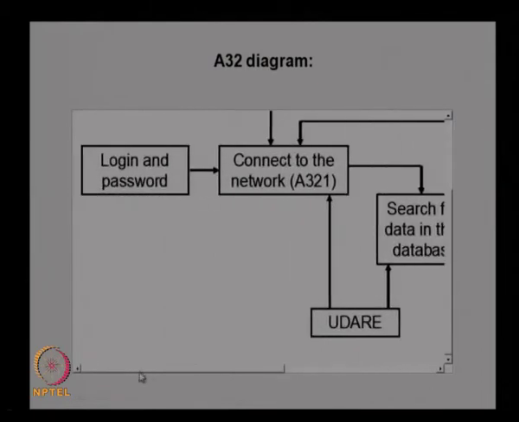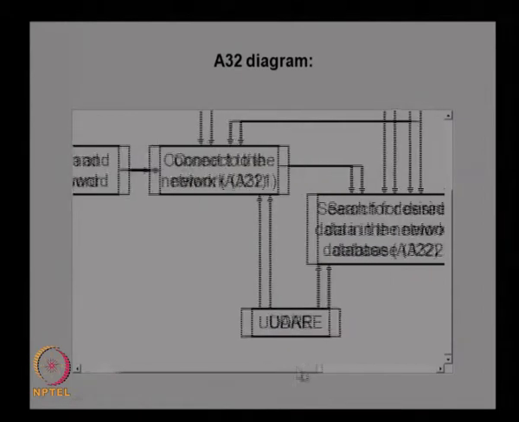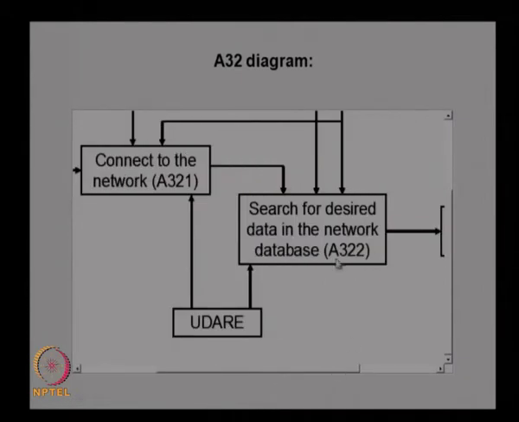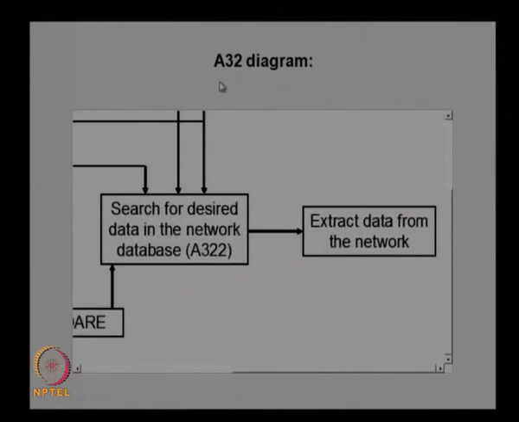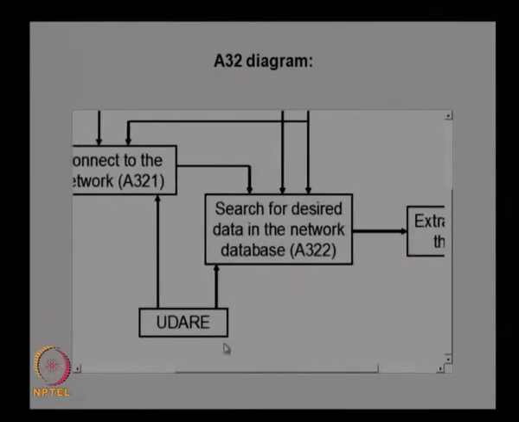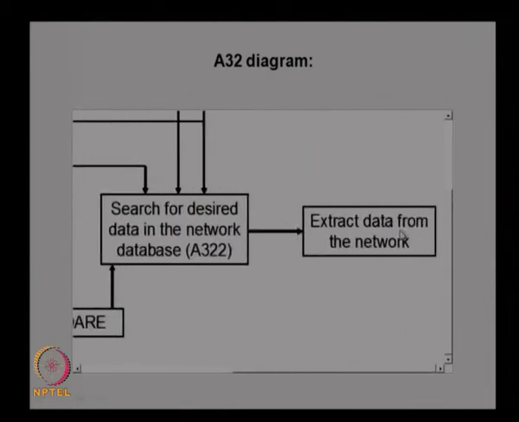And this shows the decomposition of the A32 function. For the A32 function the input is login and password, then it connects to the network, searches for the desired data in the network database and then provides the data output. A32 will have two sub functions, A321 and A322, and that will provide the extracted data from the network to the next function.